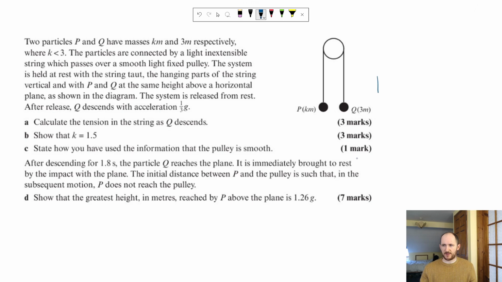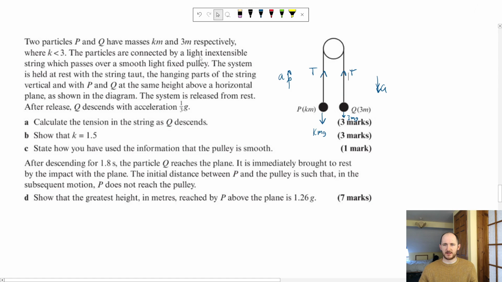So again, that's fine. All I'm doing this for is to make my diagram accurate, so it's not actually cheating at all. You can't really cheat in maths, sadly. And that would be kmg, and this would be 3mg. We have tension going up. That's all our forces. k is less than 3. Oh, okay, so we could have just looked there. Never mind. It does tell us in the question.